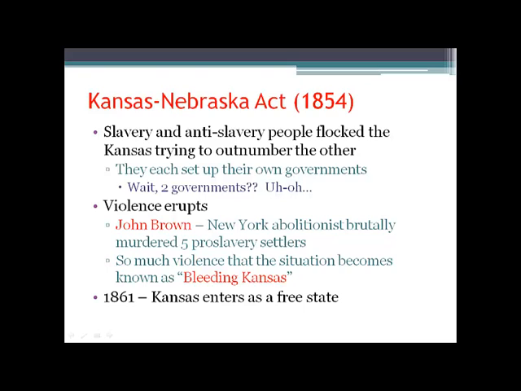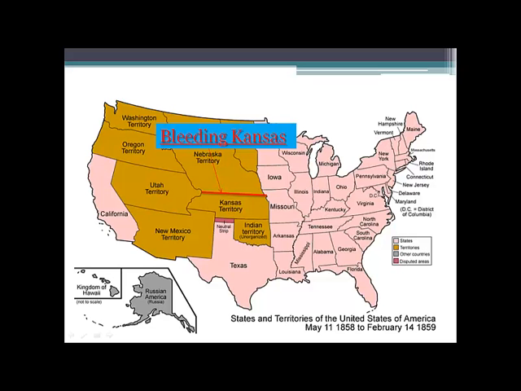And eventually, after the Civil War starts, Kansas will enter as a free state on the side of the United States of America. Here is the line of Bleeding Kansas and Nebraska and Kansas. And here are all the other states that have joined the Union up to this point.